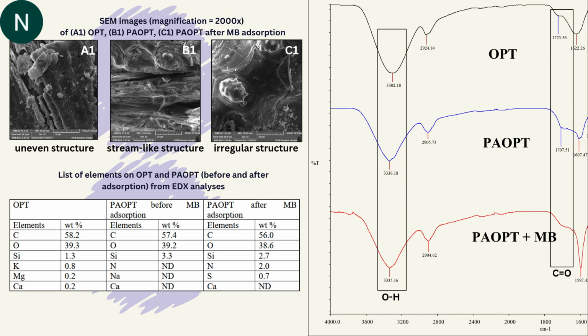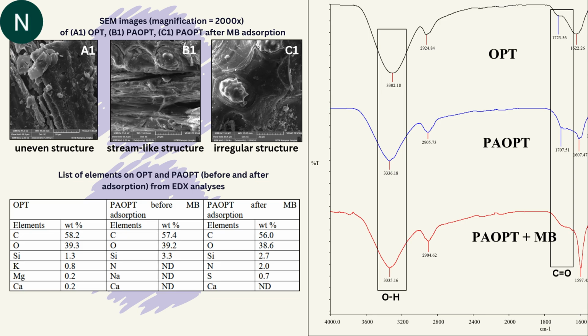And next, we move to the SEM image. As you can see for the first picture, it shows raw OPT, and it shows an uneven structure because of the presence of hemicellulose and lignin. And next, we move to the phosphoric acid treated oil palm trunk. It shows a stream-like structure after the phosphoric acid modification, and after the adsorption of MB, it shows an irregular structure.